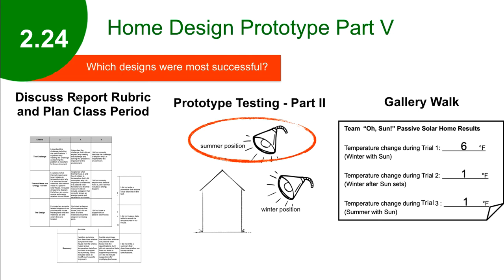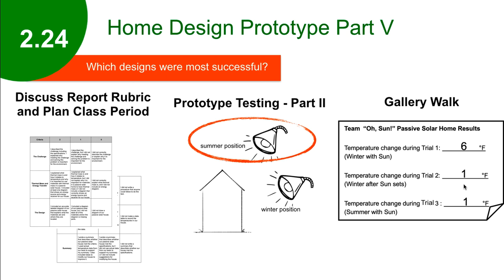We start lesson 24 revisiting the report expectations and creating objectives for the class period. Students then test their prototypes using the summer position. They combine the results from everything onto an index card and display them alongside their models in a gallery walk.